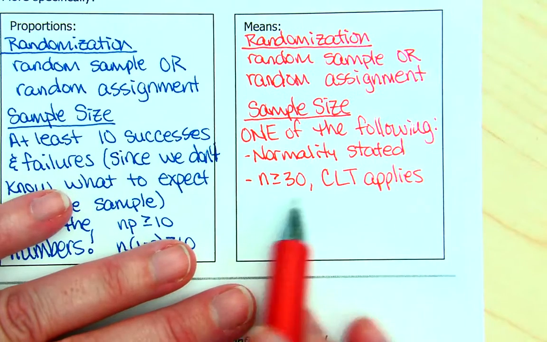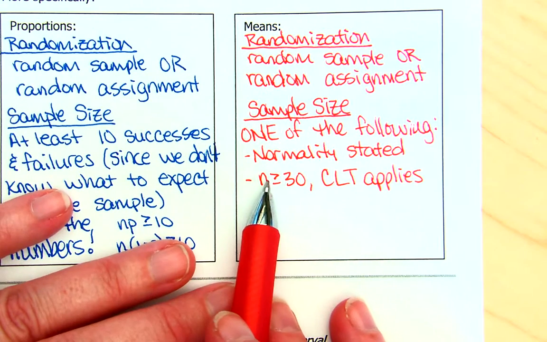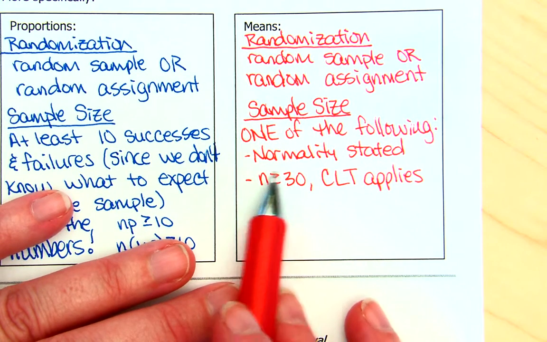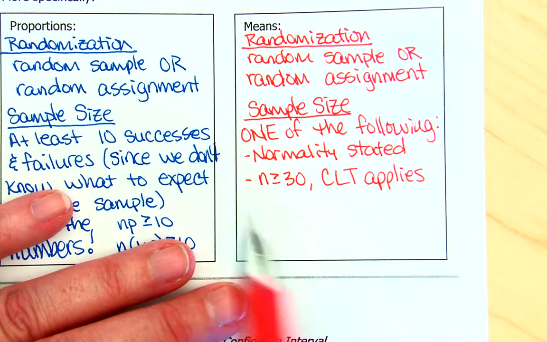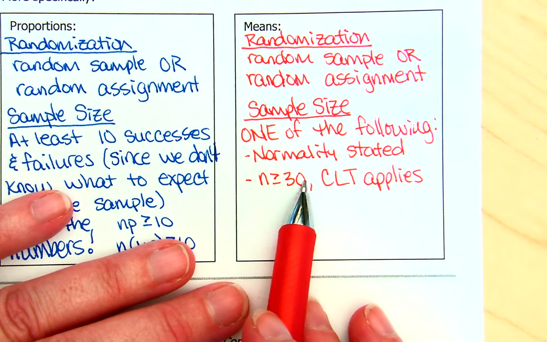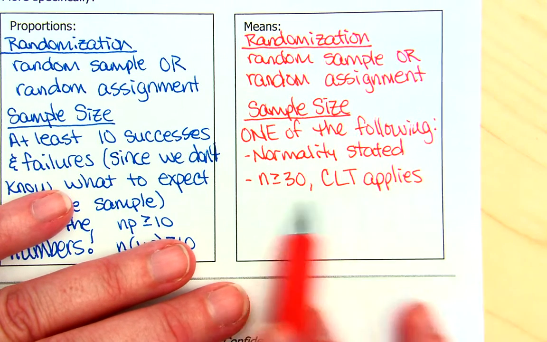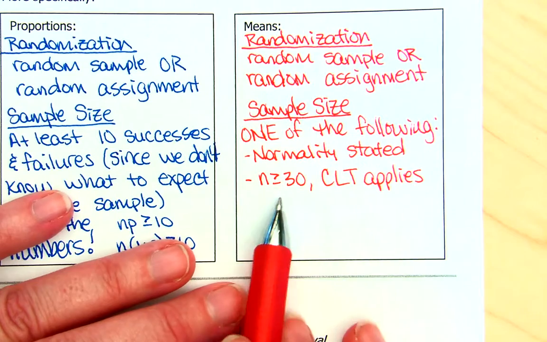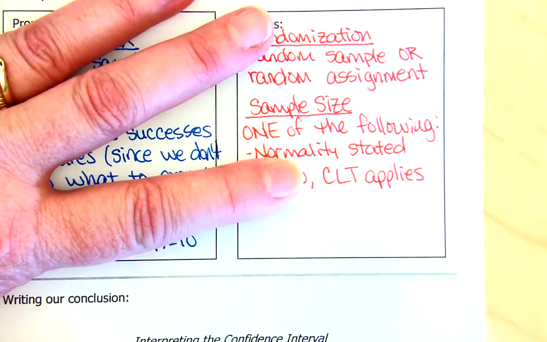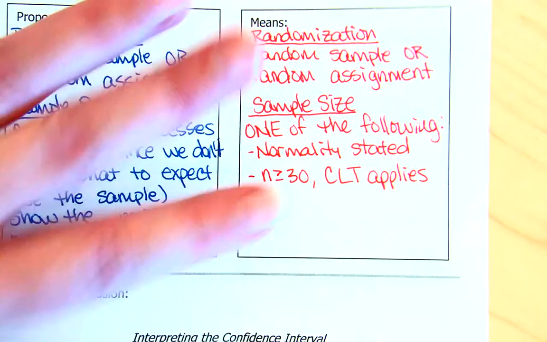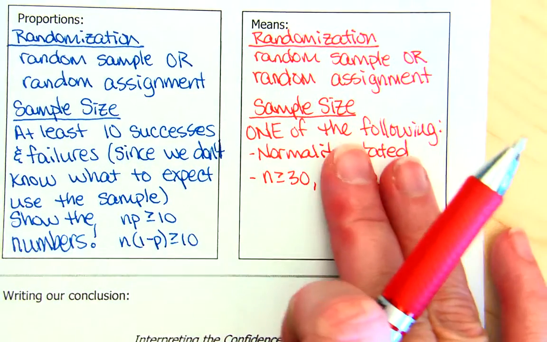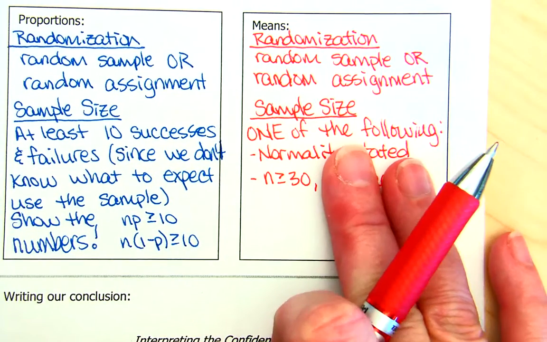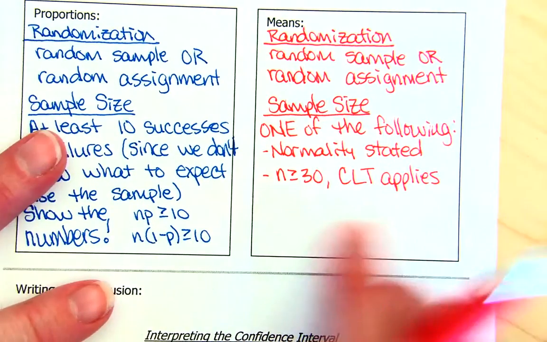And when you're using this, you need to show what your sample size is and write this out. So if your sample size is 40, you would say 40 greater than or equal to 30, CLT applies. You need that full statement. Don't just write part of it. You can't just say CLT applies without any justification of why it applies. And you can't just say this without saying I'm using the CLT. So you need both parts.